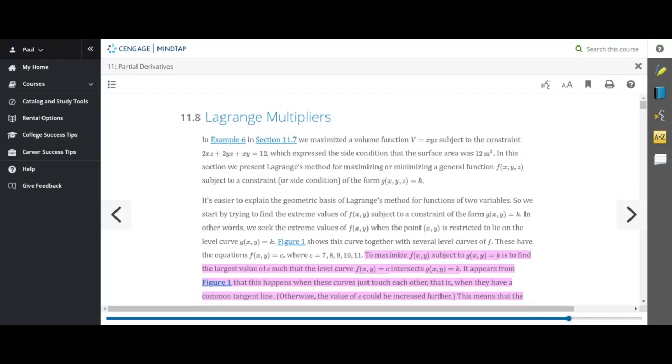Okay, we are recording. So now we are looking at section 11.8, and this is the last section in chapter 11. After this, tonight we'll move into chapter 12. We're going to talk about integrals, integration.